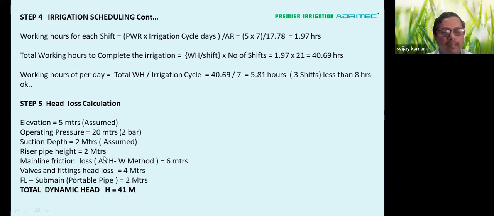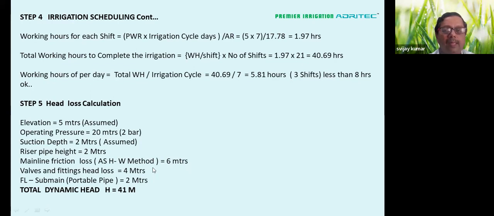And by working that out, it comes to roughly 6 meters of friction loss. That is, when water passes through the pipe, it rubs against the walls of the pipe, which causes friction. So that frictional loss is around 6 meters. And this pipe will not be going straight. It will be going through bends and tees and fittings and other things. So roughly around 4 to 5 meters of losses will happen in the bends and fittings. So that also has to be considered.